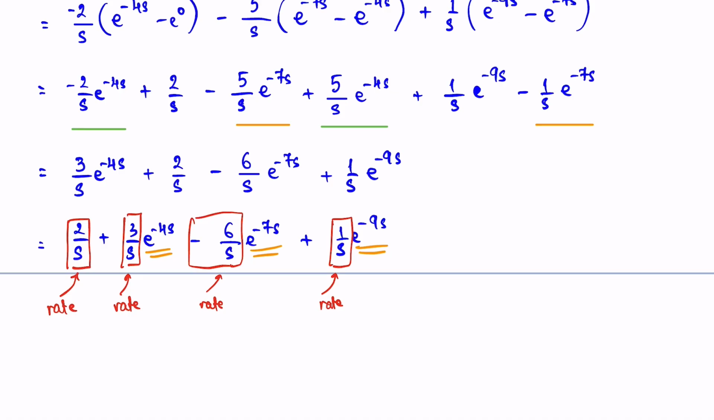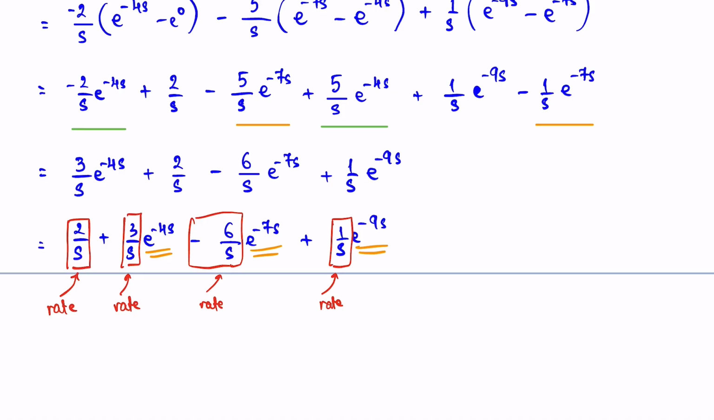After 4 seconds, or let's say after 4 minutes, you switch the rate to 3 over s. Why after 4 minutes? Because of something called the delay here. So after 4 seconds, you change the rate of the water coming out of the faucets to 3 over s. Then at the minute 7, what you do is that you get rid of some of the water at the rate of 6 over s. That's why you have negative 6 over s as the rate, and this is the reducing rate.